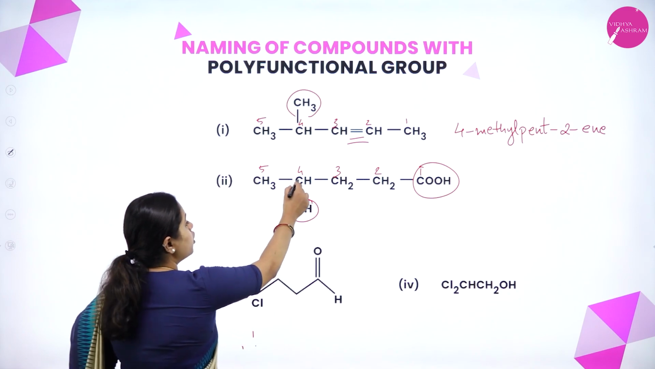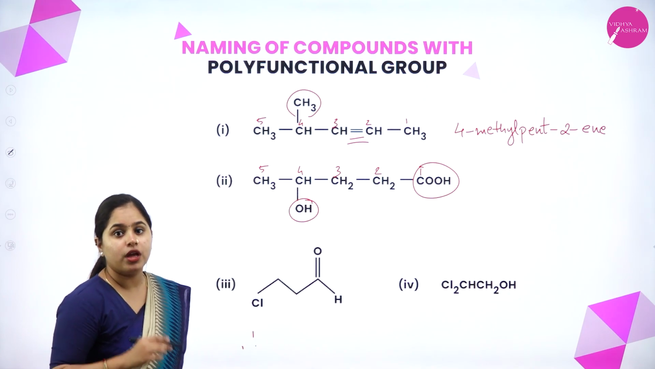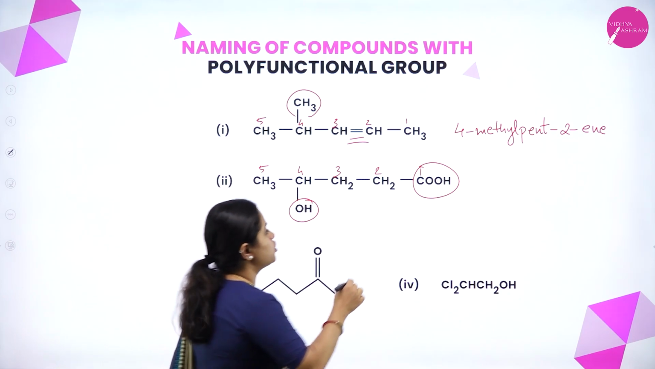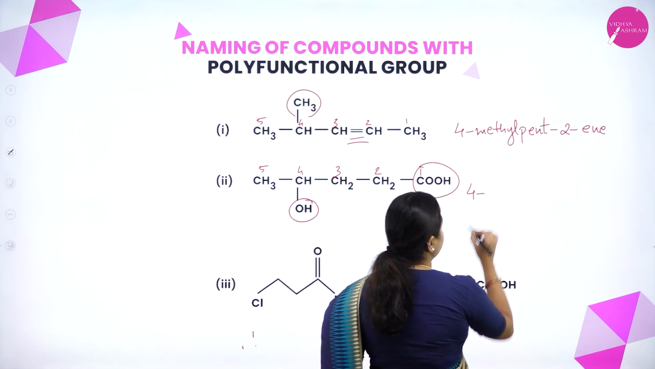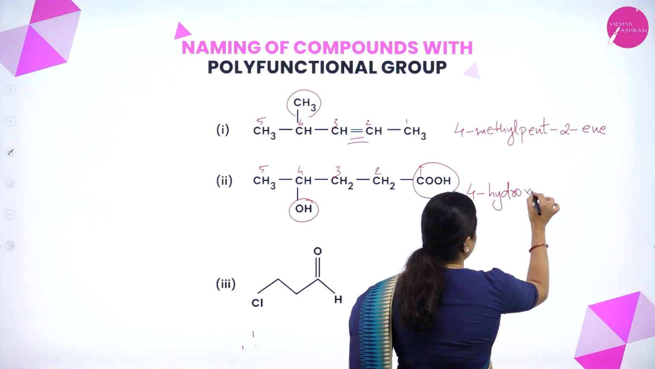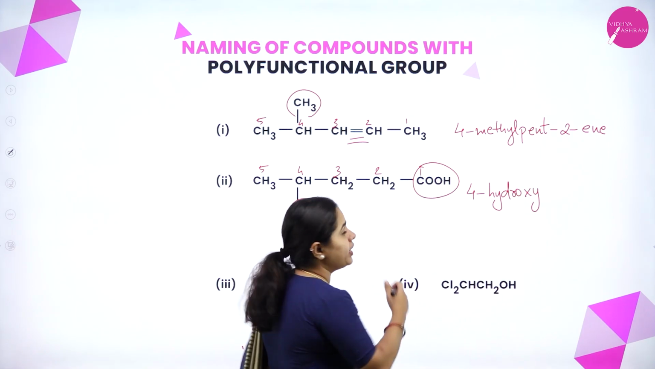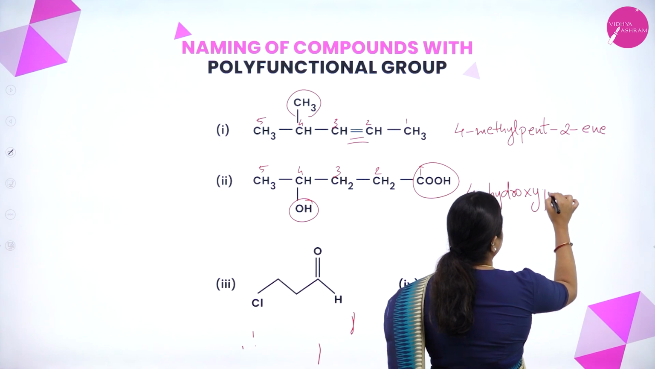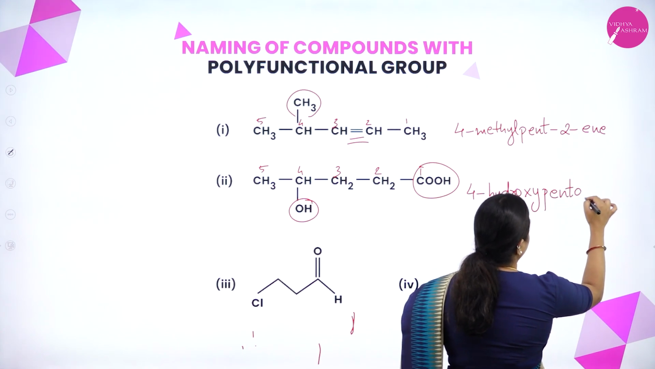Right. On the 4th position, you have the OH group. Now that must be a prefix. So if the OH group is present as prefix, what is it? 4-hydroxy, right? It is not ol, it is 4-hydroxy. How many carbon atoms are there? 5. So it will be pentanoic acid.